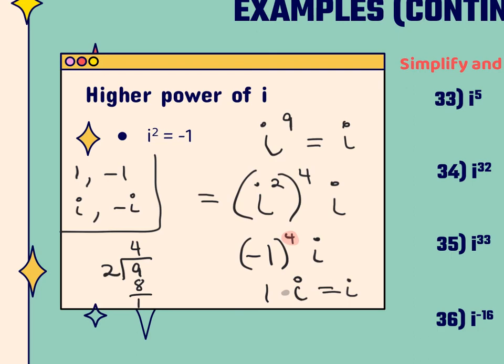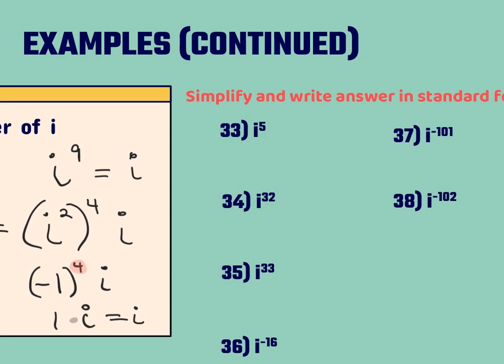Now we can try number 33. Again, what's in the parentheses is always i squared. The number that goes outside of the parentheses is how many times 2 went into 5, which was 2. And then you had the 1 i left over. Replace i squared with -1. 2 is an even number, so -1 times -1 is +1 times i, and I get i.